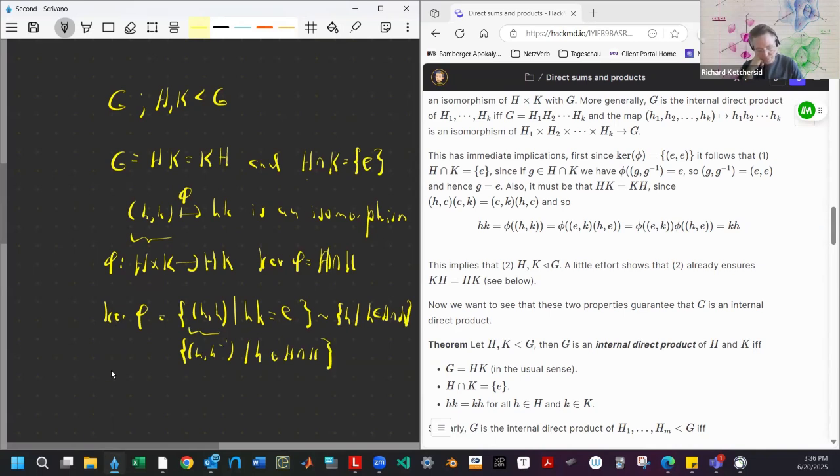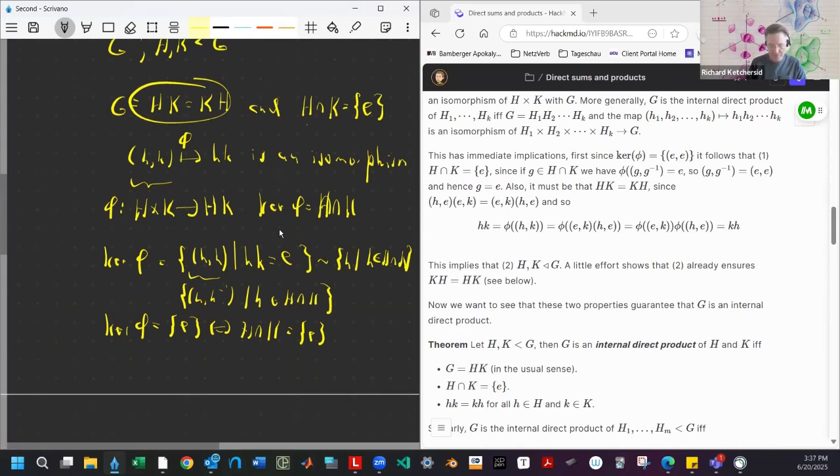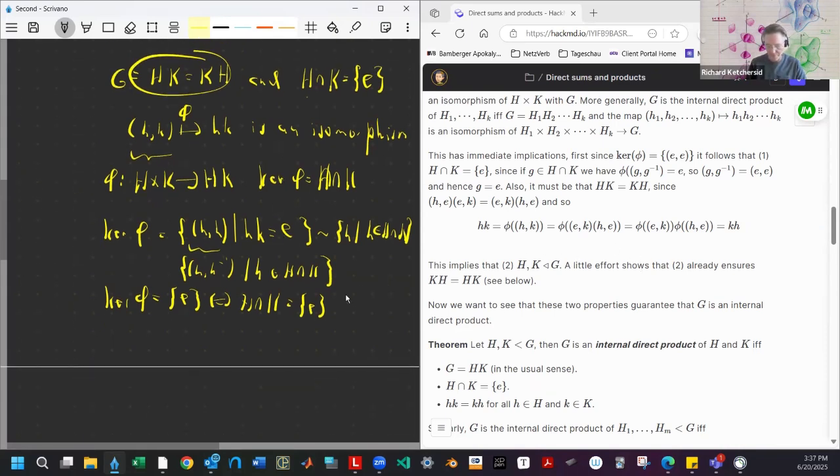So ker phi equals E, the identity element, is trivial if and only if H intersect K is the identity element. That's what we want for this to be one-to-one. It's automatically onto, and it is a homomorphism. The fact that it's a homomorphism actually uses the fact that these things commute, so you have to argue that.